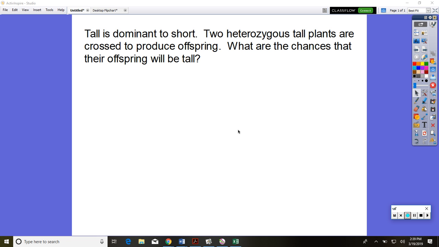So this gives us tall is dominant to short, and two heterozygous tall plants are crossed to produce offspring. So when we talk about the terms dominant and recessive, dominant alleles are represented by capital letters. So you need to pick a letter, and in this case, I'm just going to pick the letter T, and I'll use a capital T to represent the dominant allele and a lowercase t to represent the recessive allele of short.